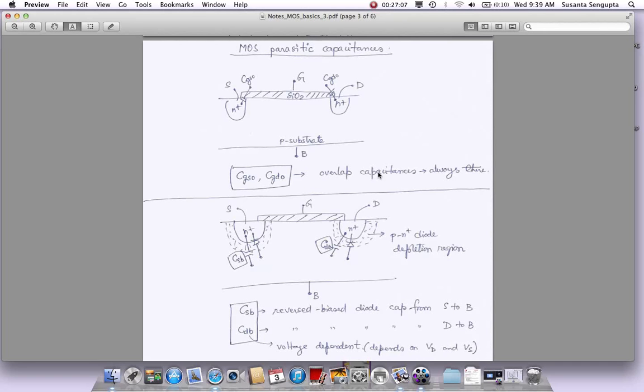So we will see what the different parasitic capacitances in the MOS are, and we'll go through them one by one. There are the simple ones, the low hanging fruit, which is what we'll go through first, and then we'll go through the more complex ones, which are the more dominant ones.